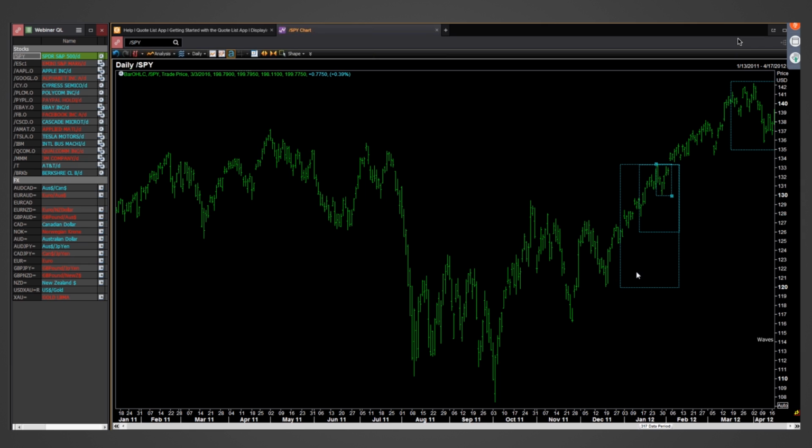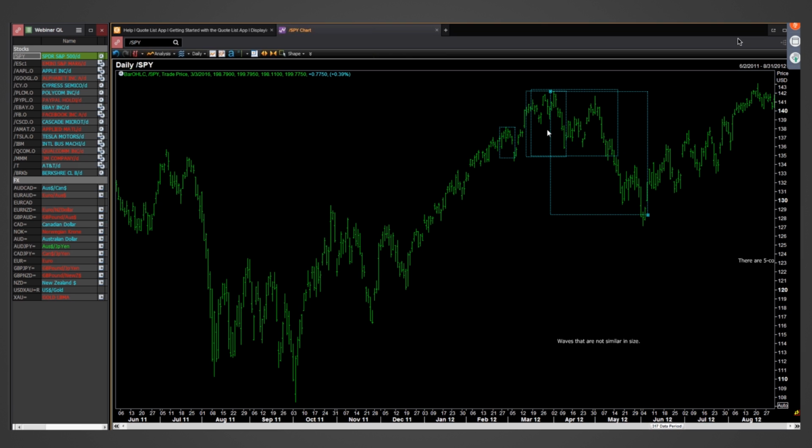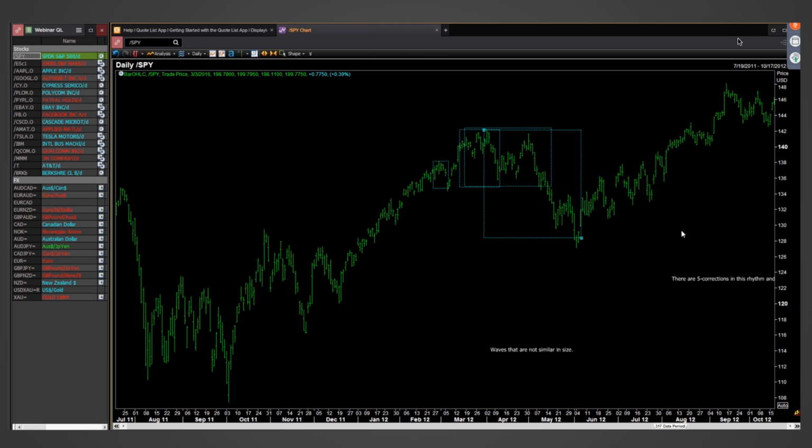So now you have 3 rhythms going on at the same time. Like I said, I like to use different color boxes. So here's this rhythm going to complete here, buy signal. We have this rhythm here, which we measured earlier, came really close to it, and that was a buy signal. And then we have the bigger rhythm giving us a buy signal here. So we have that. And then we have this correction wave, match this correction wave.